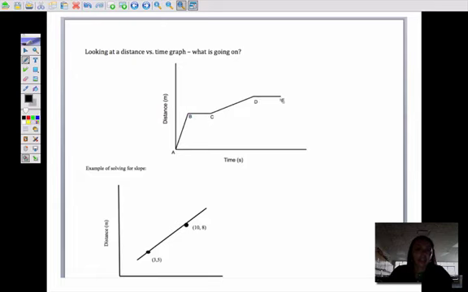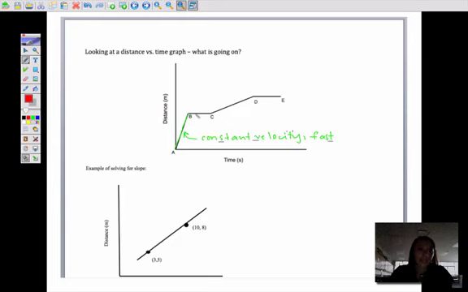So looking at points A to B, I see that the slope of the line is really steep. So right now we're looking at this line right here. So from A to B, it's a straight line, so that means I'm moving at a constant velocity. And because it's pretty steep, I'm moving fairly quick. So I'm going to put constant velocity and fast.